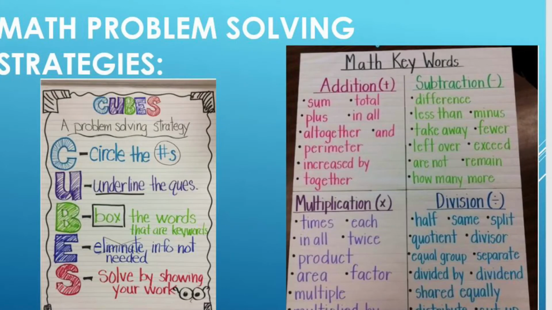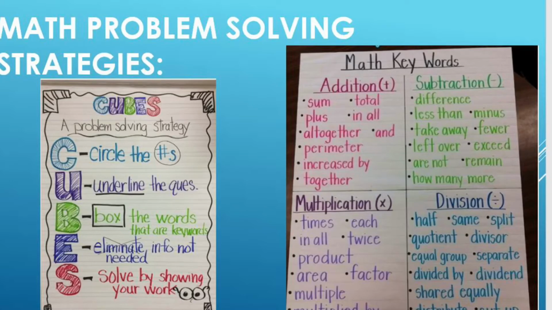As we get ready to solve these problems, let's think about our math problem-solving strategies. The first is CUBES. We looked at this last week, but just a reminder, that's when we think about the key numbers. We think about what the question's asking. We look for those key words in the question to know what operation to use. We try to eliminate information we don't need, and then we solve our problem. Now let's take a look at those math keywords.